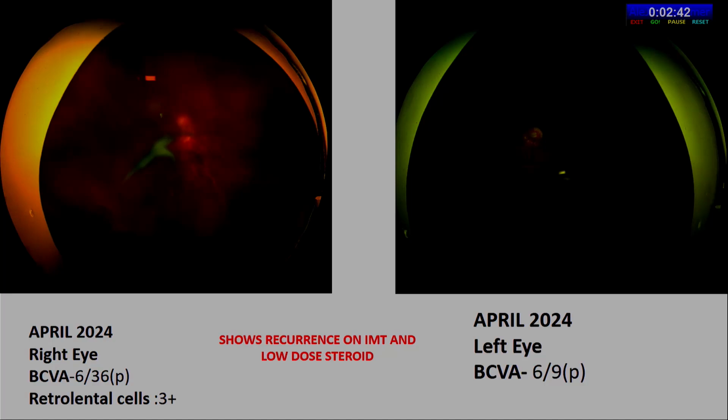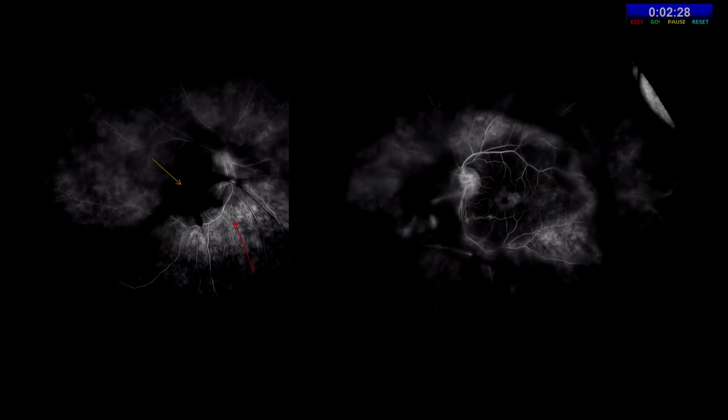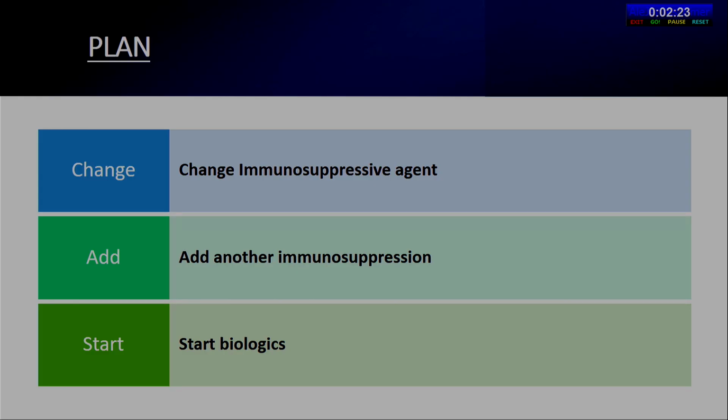But on tapering the dose, in April, the patient again presented with recurrence. Vision deteriorated to 6/36 in the right eye and 6/9 in the left. Again on FFA there was capillary leak in both eyes, with a petalloid appearance suggestive of cystoid macular edema. The plan was either to change the immunosuppressive agent, add another immunosuppression, or start biologics. In the meantime, consultation with a pediatric rheumatologist was taken, and the patient was given injection Ozurdex in the right eye. Post Ozurdex, vision improved to 6/9, and we can see a significant decrease in the vitritis.